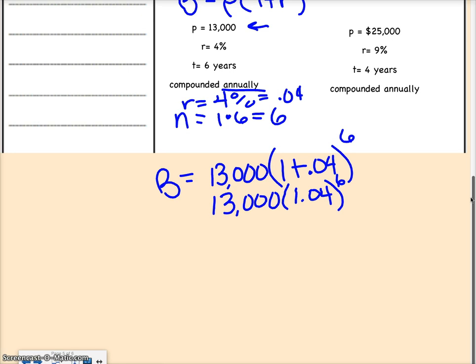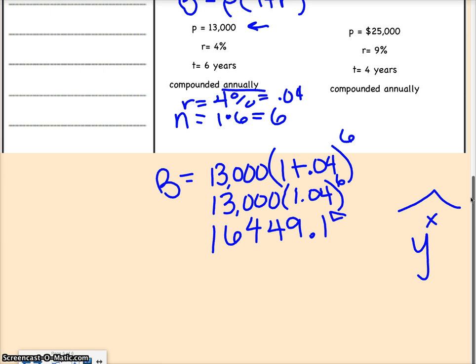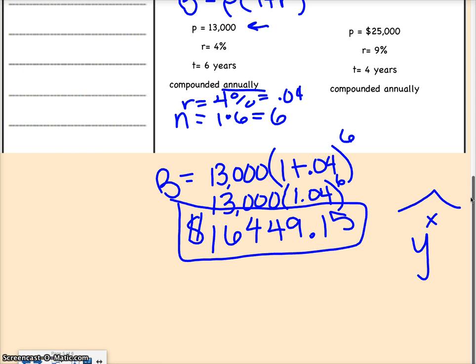So in my calculator, I'm going 1.04, to the power button, this button. Some of you might have a y to the x button, I don't know. And then I'm writing 6, and I'm hitting equals. Now I times that by 13,000. And that is 16,449.15, rounded. And that's my balance.